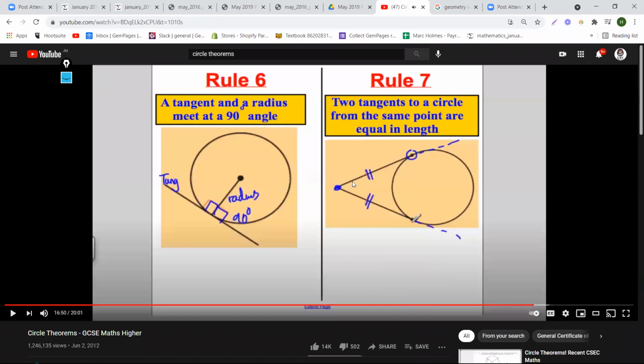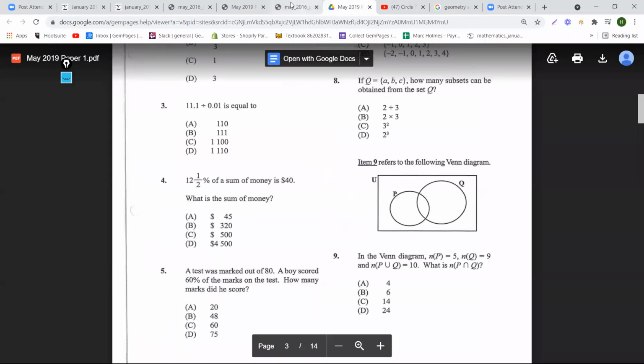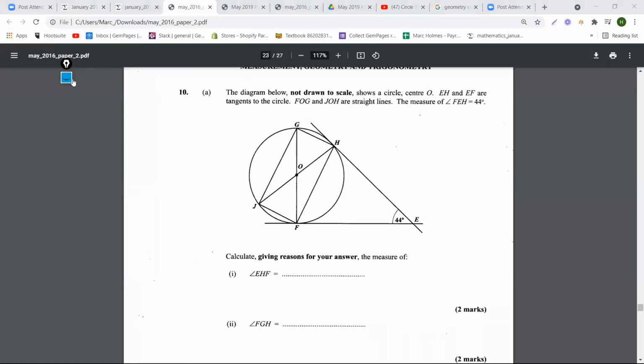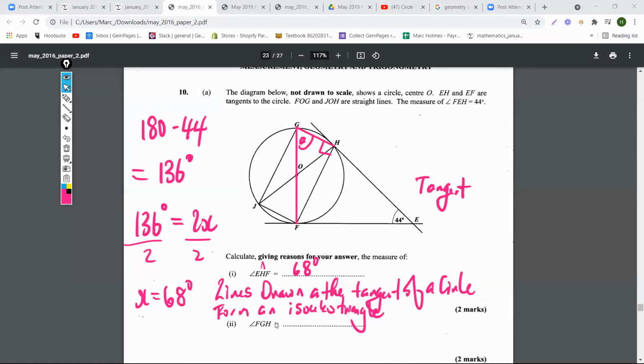Okay, so this is the rule. Two tangents to a circle from the same point are equal in length. That's the rule you need. So notice here, both of these are equal in length. That's why it forms the isosceles triangle. So that's really the rule we need for that one. Lines drawn to a tangent to a circle form the isosceles triangle. That's what I would say. It's the same thing as saying the tangents are the same length.